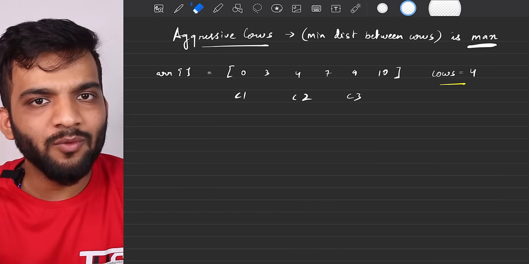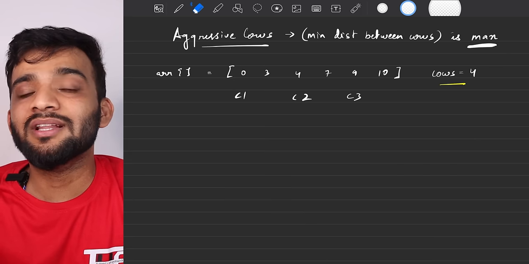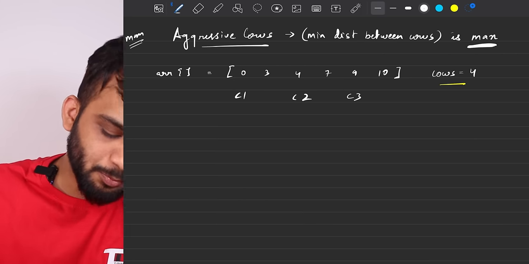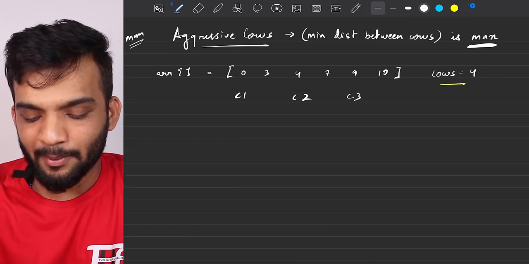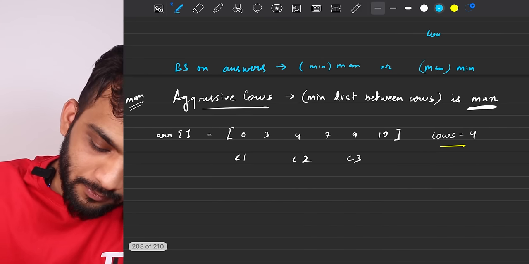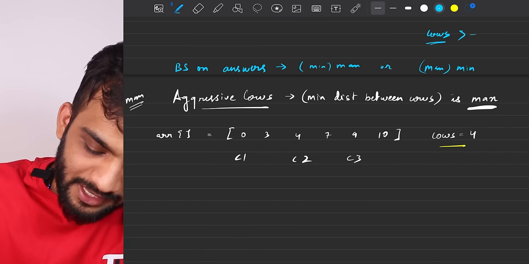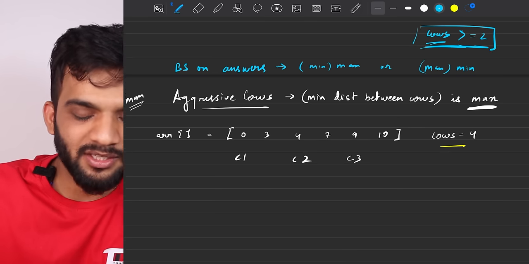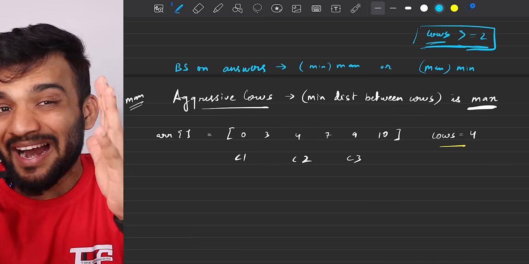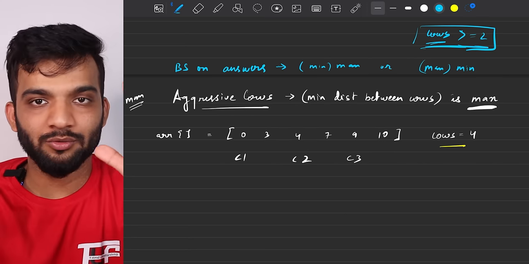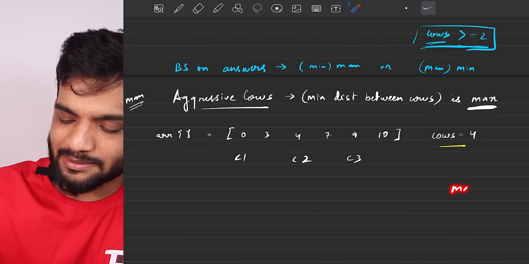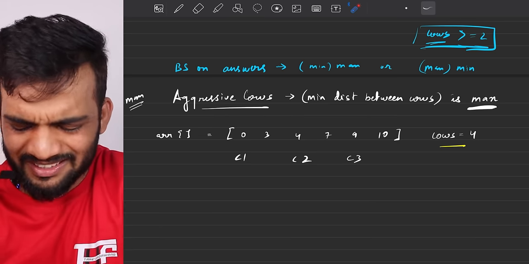So, I figured this out: we have to start from 1 and keep on checking till the max value. If I ask you, what is the max possible answer? Now remember one thing, the question clearly states that at minimum, the question will always have 2 cows. You'll never be given 1 cow, because if you have 1 cow, you cannot find the distance between 2. At minimum, you'll always have 2 cows. If I ask you, what is the maximum distance till which you can go? Just think of test cases.